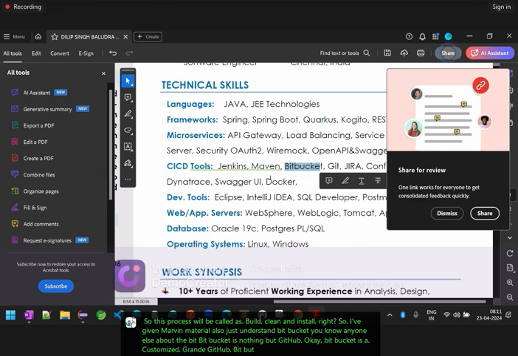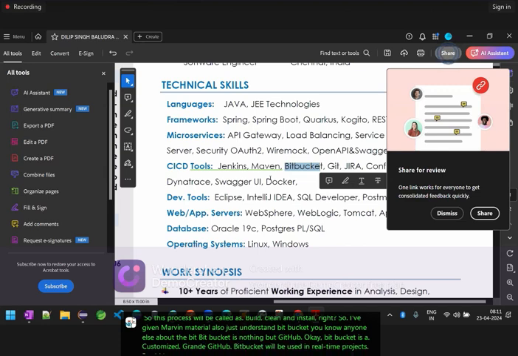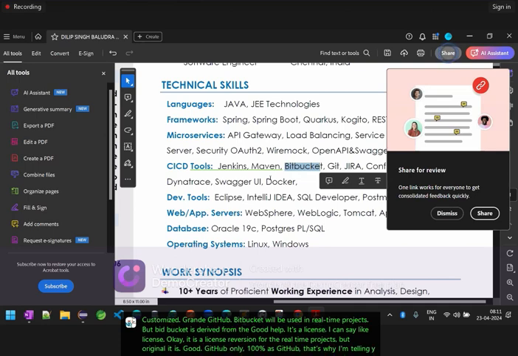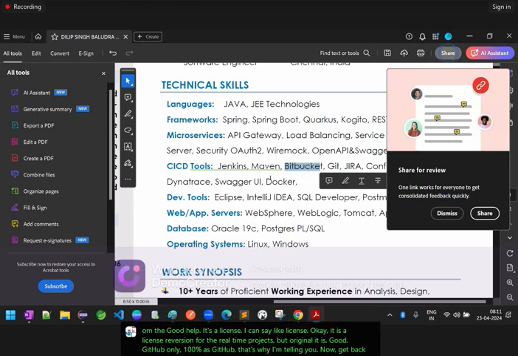Bitbucket will be used in real-time projects, but Bitbucket is derived from GitHub. It is a licensed version for real-time projects, but originally it is GitHub only. 100% it is GitHub only, that's why I am telling you. Bitbucket is derived from GitHub only.